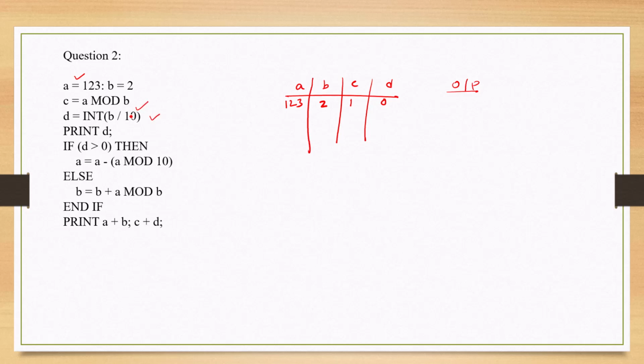These lines are all done. Now we have print D. That means 0 will print. And you see there is a semicolon. So we do not change the line. The cursor will remain in the first line.